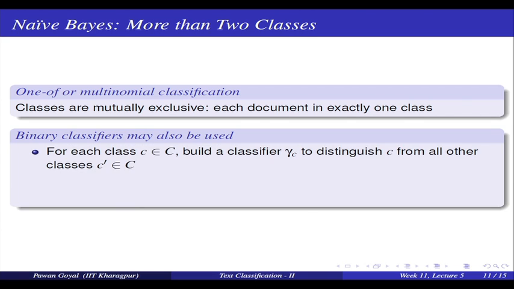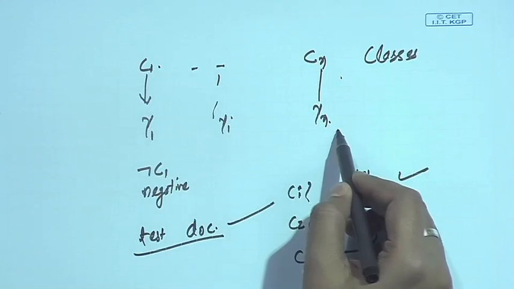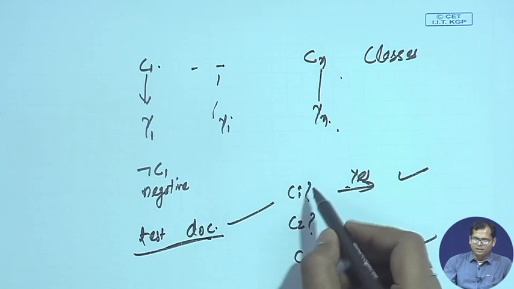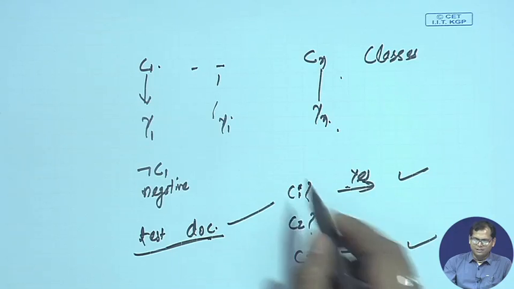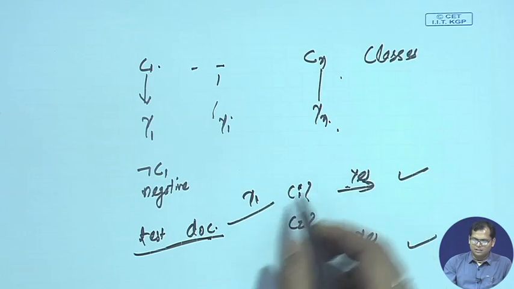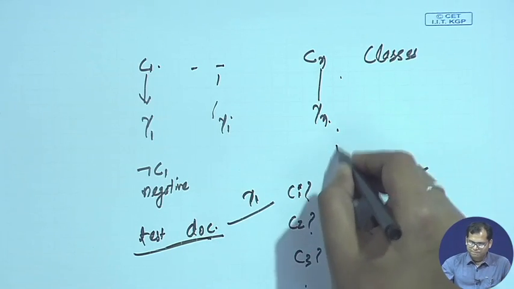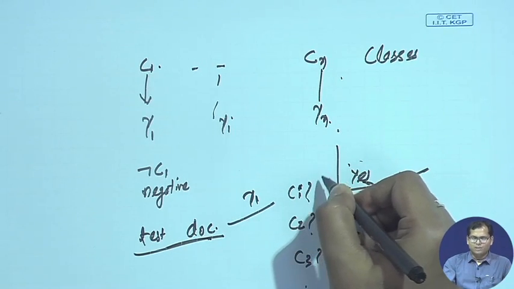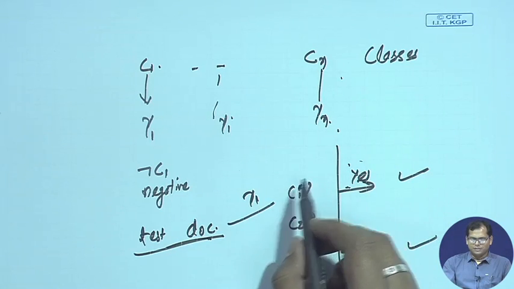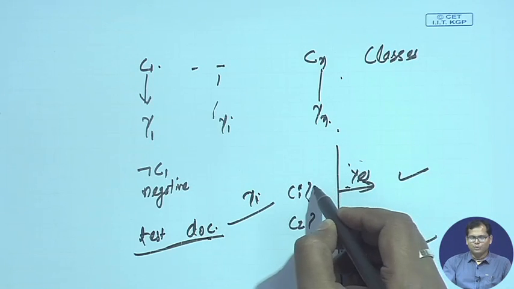For each class C, you build a separate classifier, like the way we did here. Till here everything is the same. Each class has a separate classifier. For a test document, you again run the various classifiers. Instead of just saying yes or no, you will say what is the probability that classifier gamma 1 is giving to class C1.